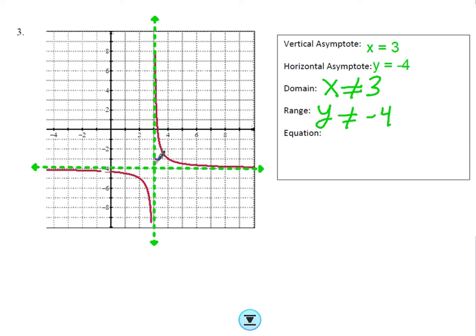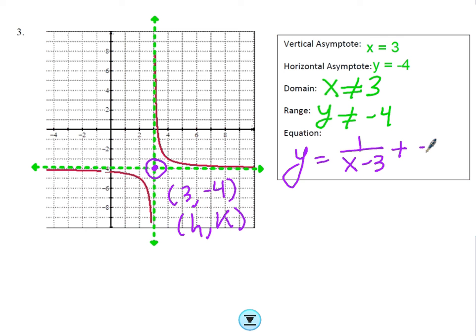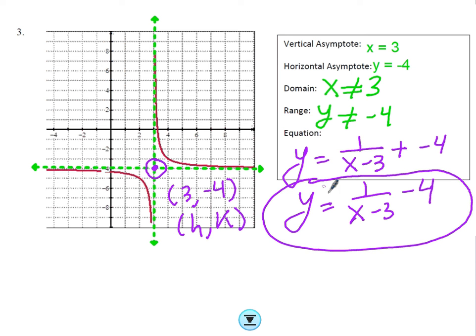And then for my equation, we will look at the point where my asymptotes intersect. That is this point right here. So that is 3, negative 4. So that is my hk. So y equals 1 over x minus 3 plus negative 4, or 1 over x minus 3 minus 4. Please notice here, and this will be the same when we go to the examples of 1 over x squared, but please notice here that the h you change the sign, and then the k you do not change the sign. That is the most important thing with writing the equation.